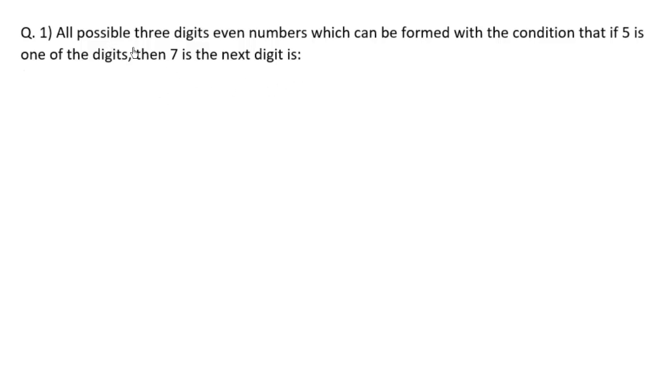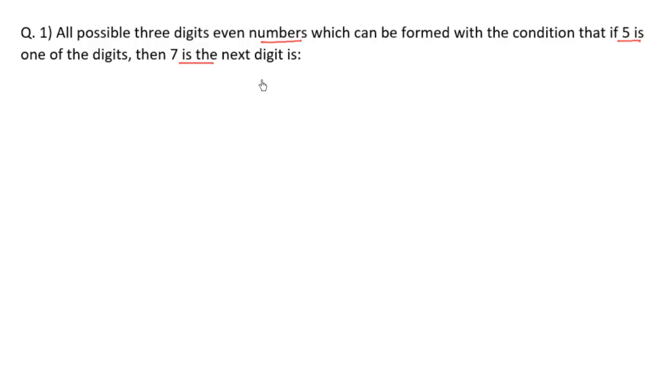Now here the question says that we have to form all possible 3-digit even numbers. The condition is that if 5 is used as one of the digits, then the next digit has to be 7. So there are two different ways in which we can make the 3-digit even number. One in which we are not using 5 at all, and the other case in which we have to use 5. But if we are using 5, then the very next digit has to be 7.